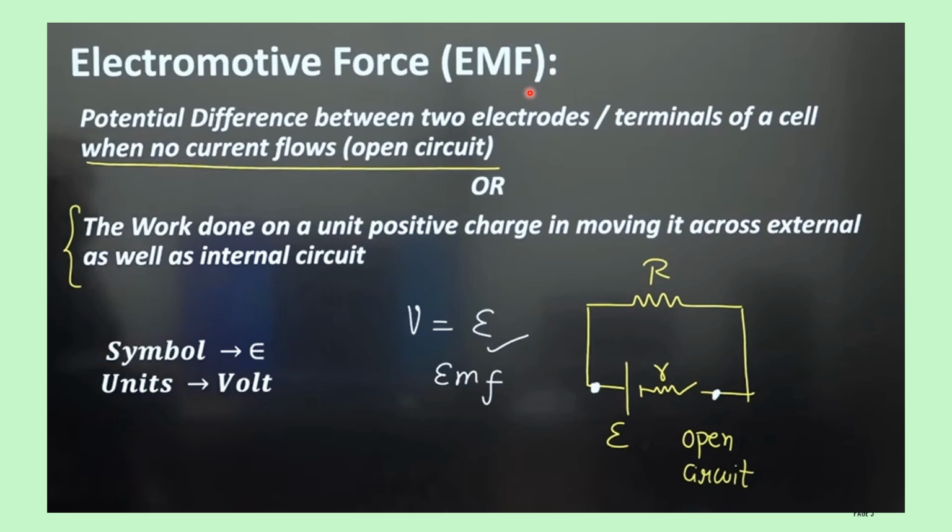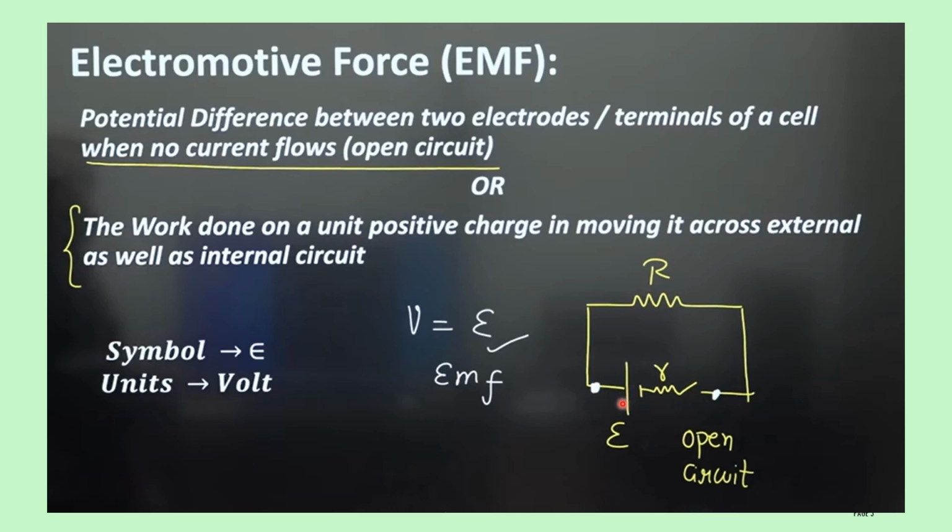Electromotive force, EMF. Potential difference between two electrodes or terminals of a cell when no current flows, meaning open circuit. Consider a circuit here. This is the cell and small r represents the internal resistance. This internal resistance is present inside the cell, but to understand it we wrote it outside the cell. Small r is the internal resistance, present inside the cell. That you have to remember.